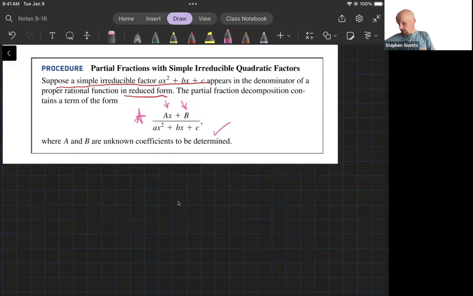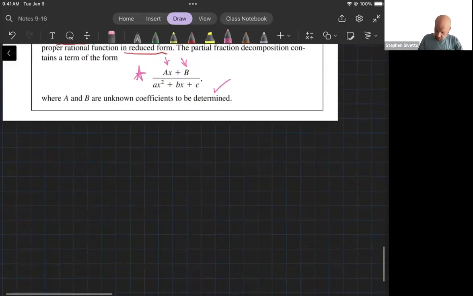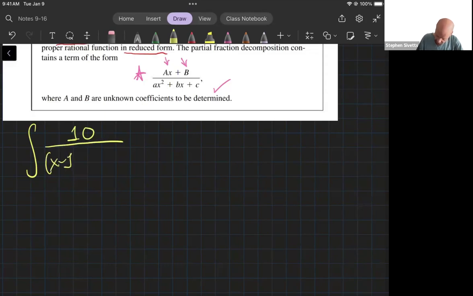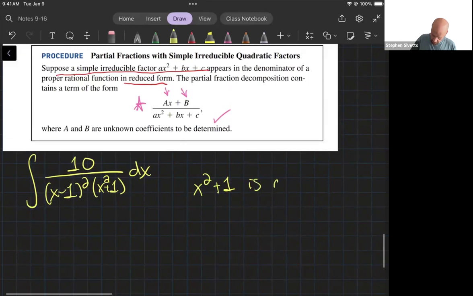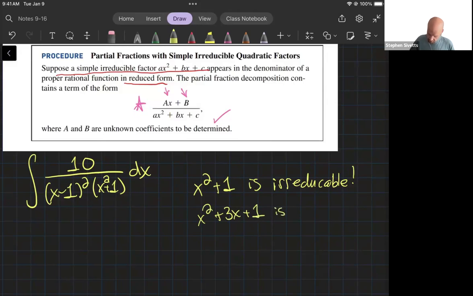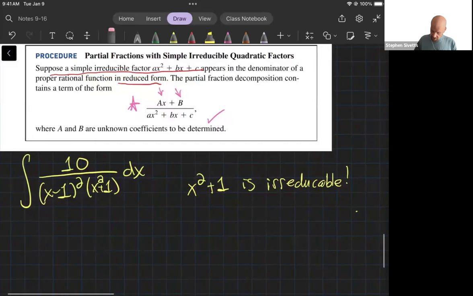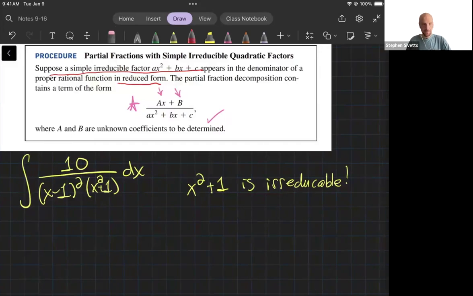Like this example here, I want to go over this one. Try to work out this example: 10 divided by (x minus 1) squared times (x squared plus 1). As you know, x squared plus 1 is irreducible, right? It's an irreducible quadratic. And another example of an irreducible is this one, right? You cannot factor it any more. So nevertheless, x squared plus 1 would be a quadratic that we cannot factor any further.